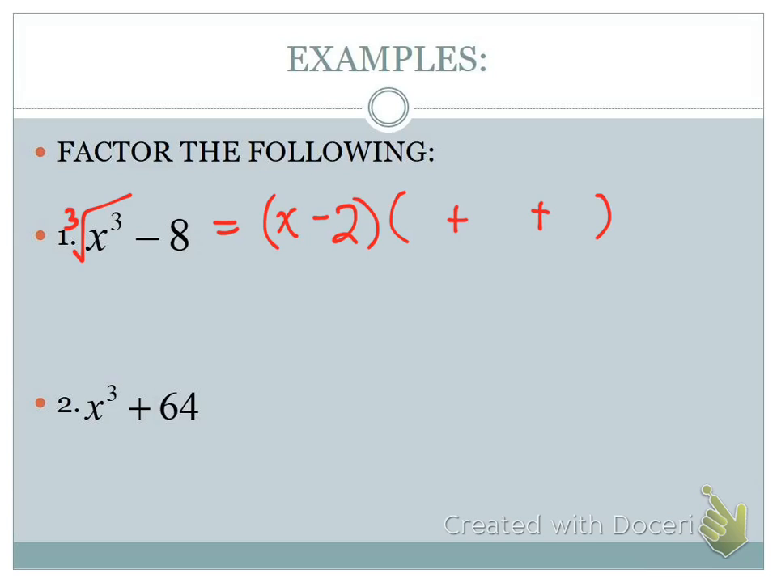Now we have to fill in the back part of our parentheses. All right, getting the first set of parentheses is the easy part, the little parentheses, and that helps us with the back parentheses. So in the back, in your factoring pattern, this said a squared. So whatever you put in the front of your first parentheses, you're going to square it. So what goes here? x squared.